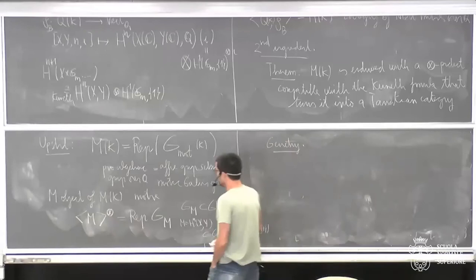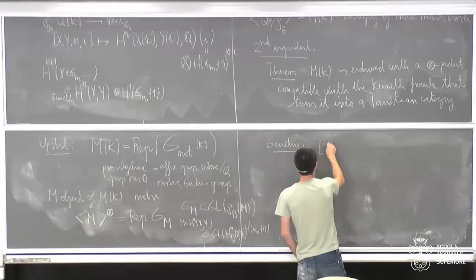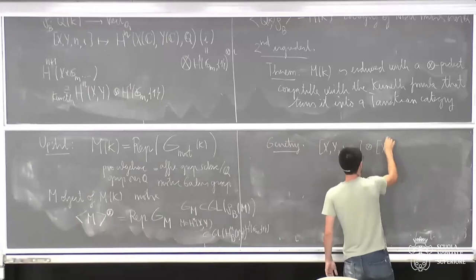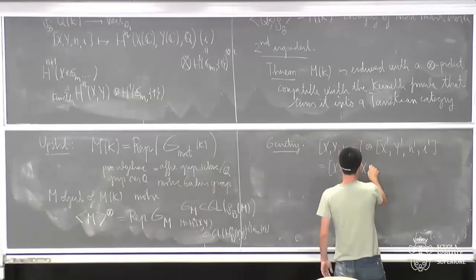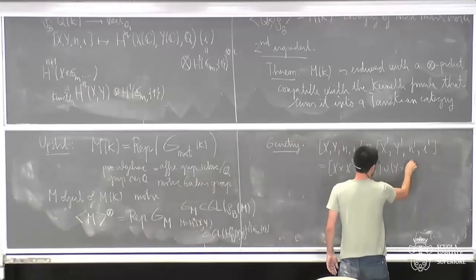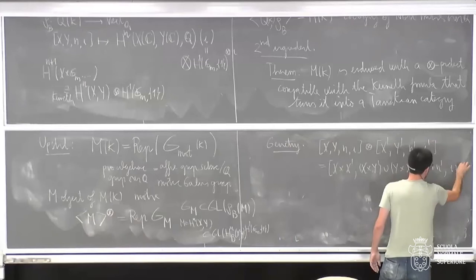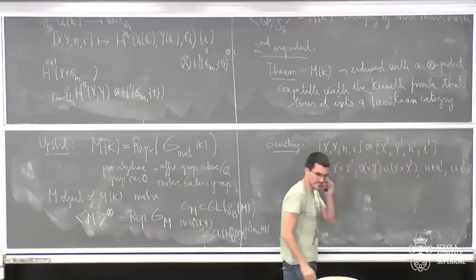We want to define a tensor product, and there is only one reasonable thing to do, which is (X,Y,n,i) tensor product with (X',Y',n',i'). So it is X times X', relative to X times Y' union Y times X'. And then you do the sum of the integers, the degrees, and the Tate twist. But this is not compatible with the Künneth formula.